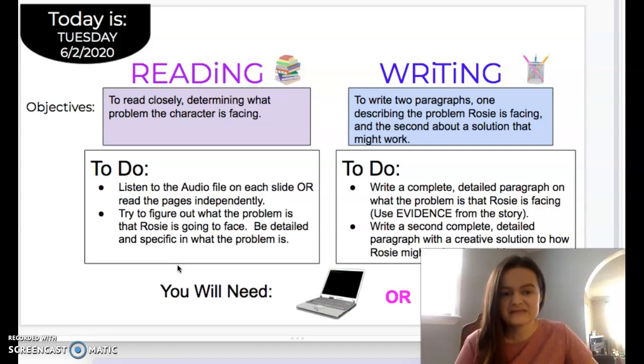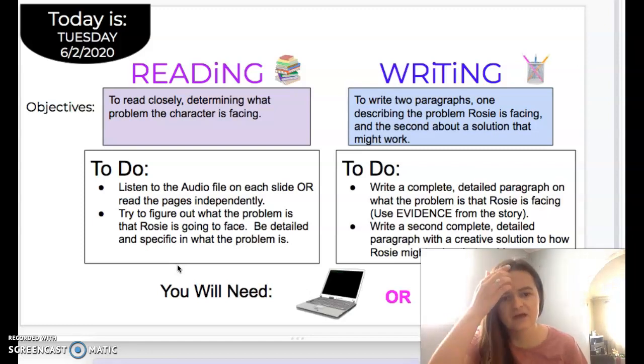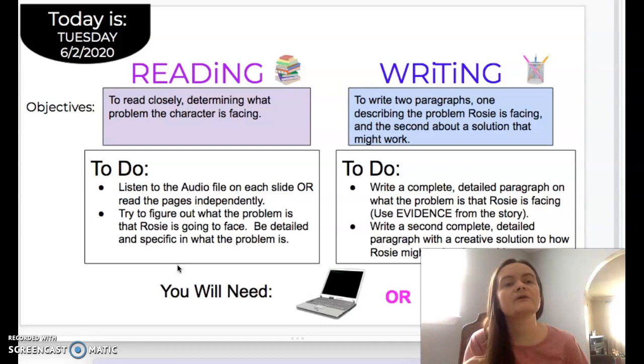For today's lesson, you are going to listen to the read aloud or read independently on your own. We're going to continue reading Rosie Revere today. We're really going to focus on what the problem Rosie is experiencing, right? What problem she is about to face. When we listen to this, we need to really be detailed and specific because we're going to be writing about it. Okay, so that's the reading for today.